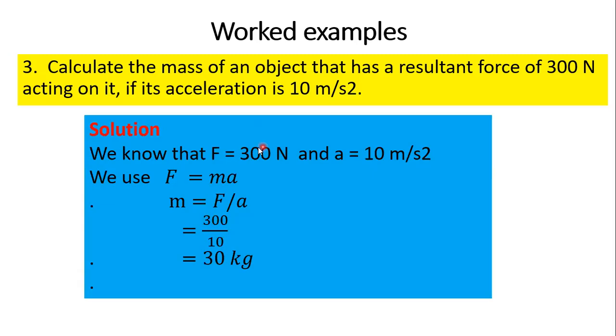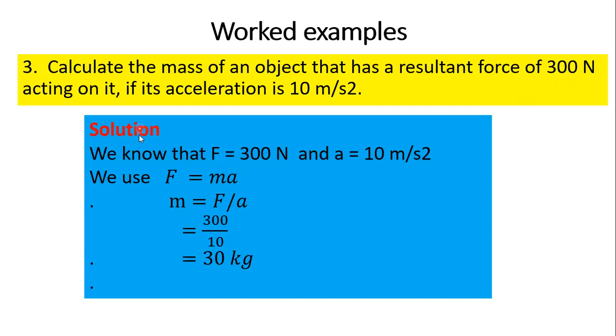Thank you. I hope you have done it. So here is the solution. We have F equals ma, so m equals F over a. So 300 newtons divided by 10 meters per second squared, then we get 30 kg. So that's the mass of the object that is being accelerated at 10 meters per second squared by a resultant force of 300 newtons.